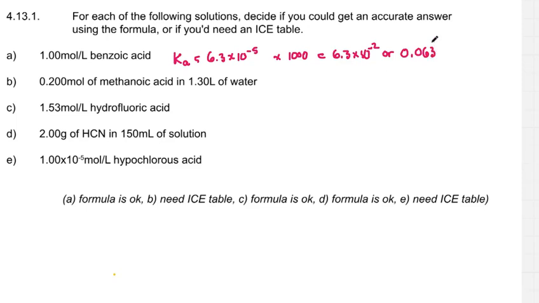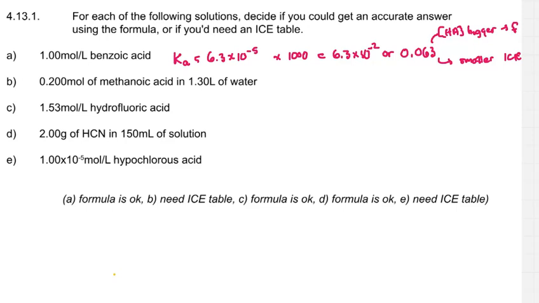If the concentration of the acid is bigger than this number, it means the formula is okay. If it's smaller than that number, then you'd have to go ice table. So in this case, 1 is bigger than 0.063, which means you could safely use the formula for this benzoic acid solution.